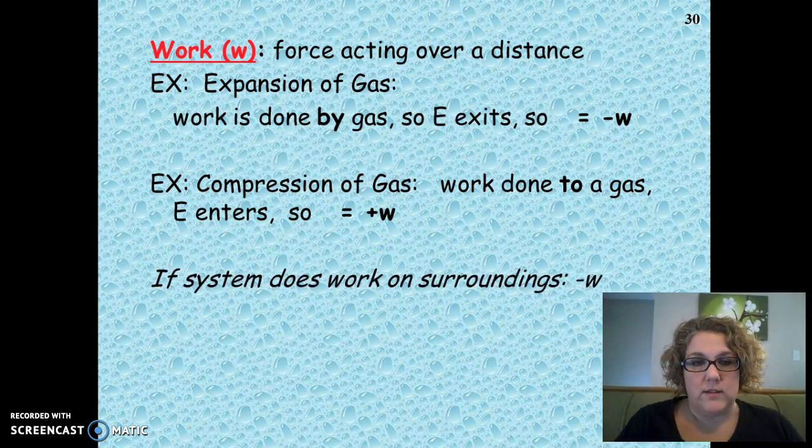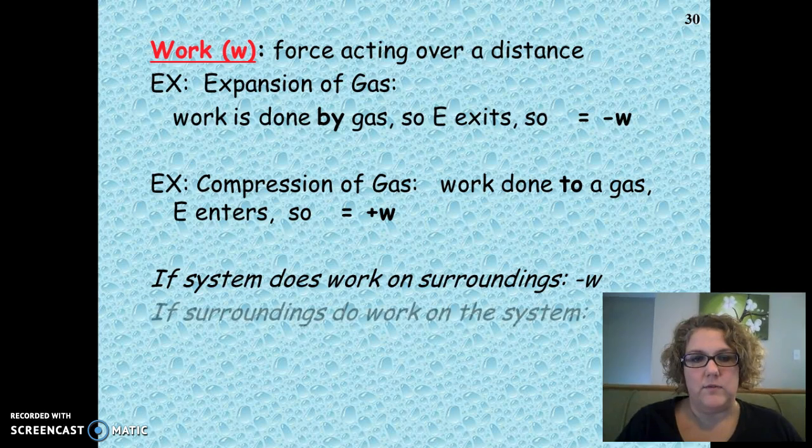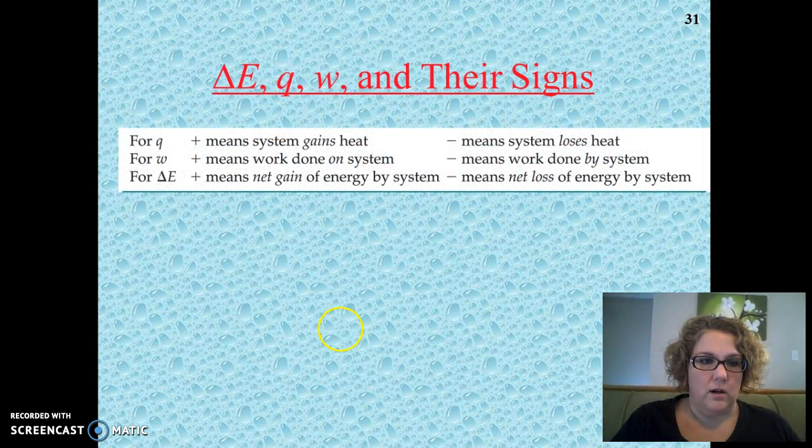All right, so if a system does work on the surroundings, if a gas expands, that's negative W. If the surroundings do work on the system, that's positive W. All right, I'm out of time.